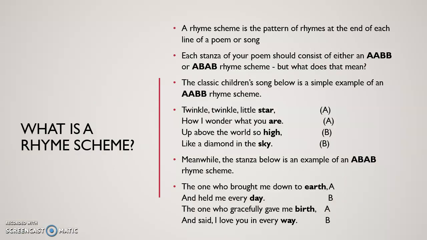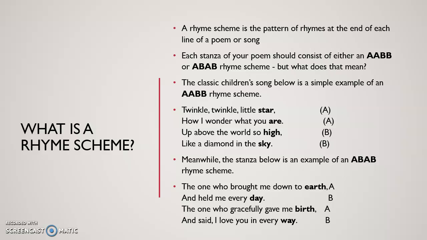Your next requirement is going to be maintaining a specific rhyme scheme. So, when you're dealing with rhyme scheme, you're really only focused on the last word of each line. So, you're wanting either an AABB or an ABAB rhyme scheme. So let's take a look at an example of each type.